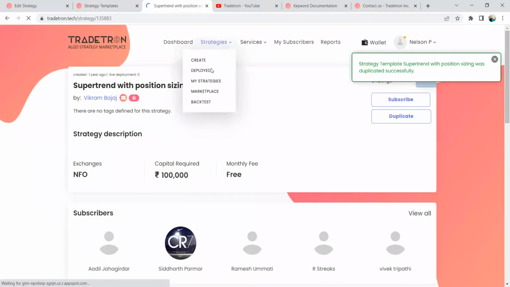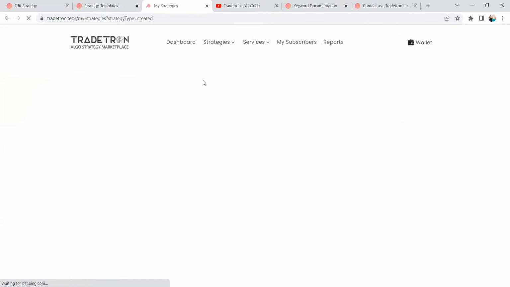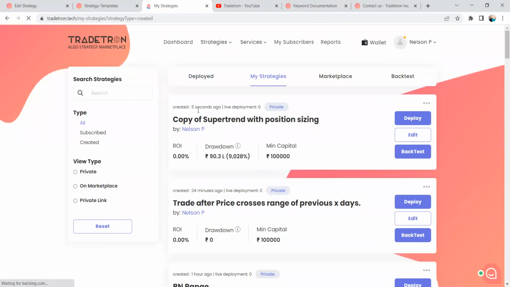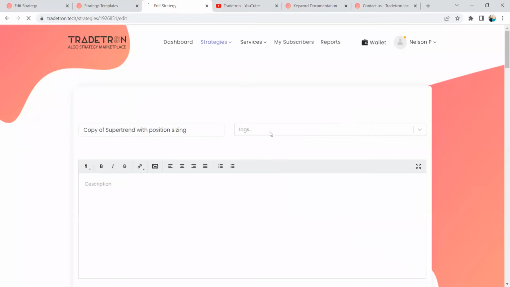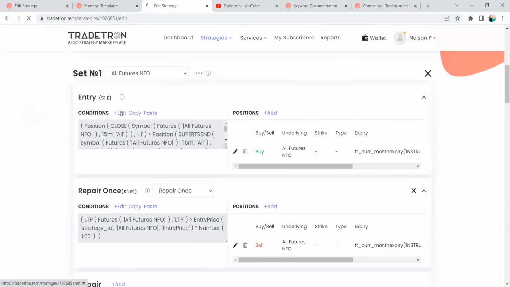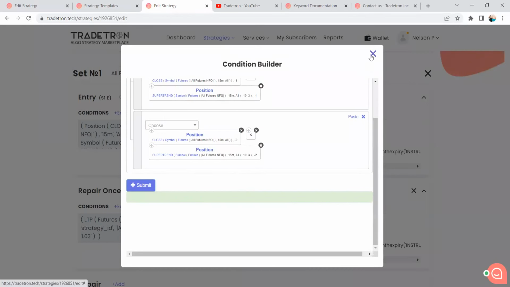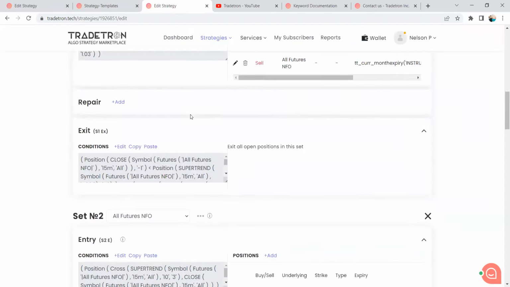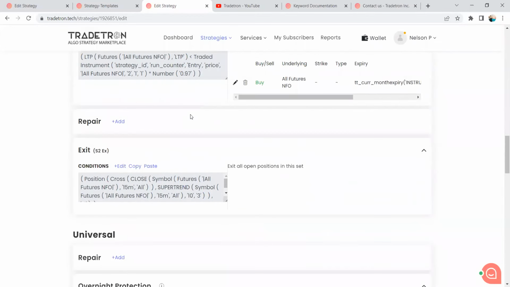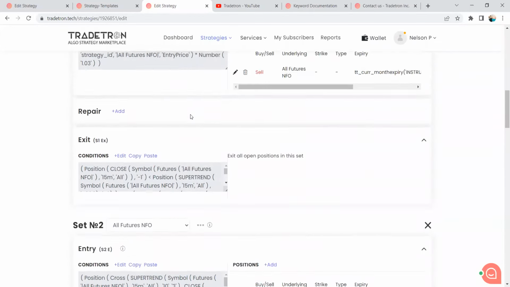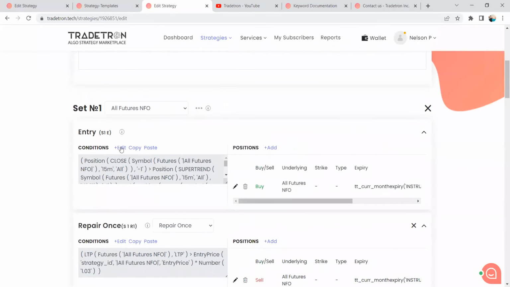Once I duplicate this strategy, I will go to my strategies page. Over here, I will see that this copy has been made. So 5 seconds ago, this template was copied. Then if I want to check the conditions of this strategy, I will simply click on edit. And you will see that you don't have to write anything. All of these conditions that were discussed during the strategy will be available over here. Then you can just deploy it in paper trading and check how it takes the trades during the day. And then you can make changes in this strategy to your liking.